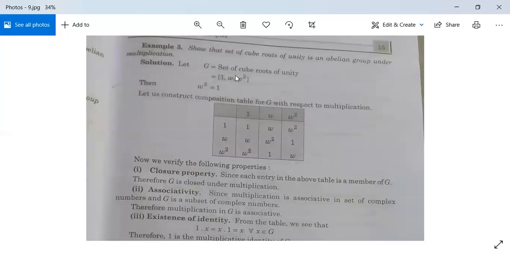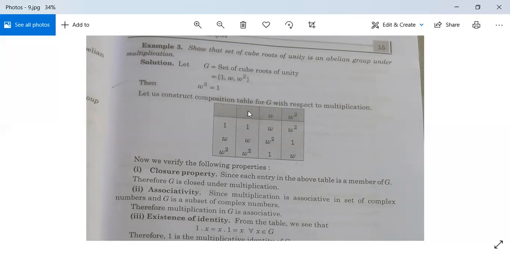Let G be the set of cube roots of unity. So what elements will G have? 1, omega, omega square, such that omega cube is equal to 1 and 1 plus omega plus omega square is equal to what? For this, check its value from your 11th and 12th class book. Let us construct a composition table for G with respect to multiplication.